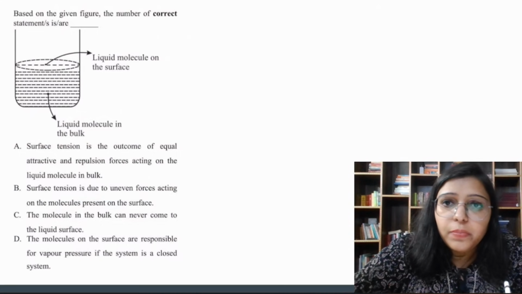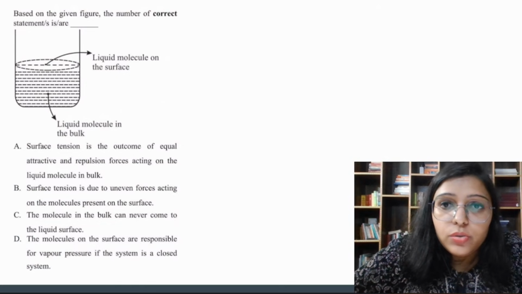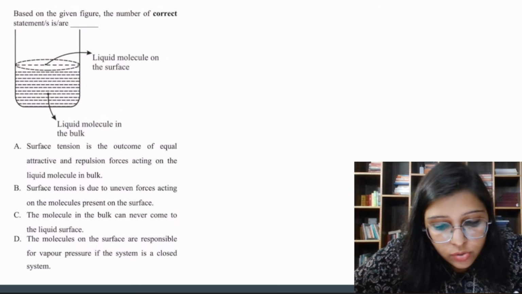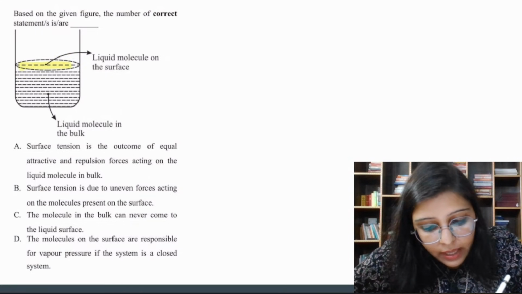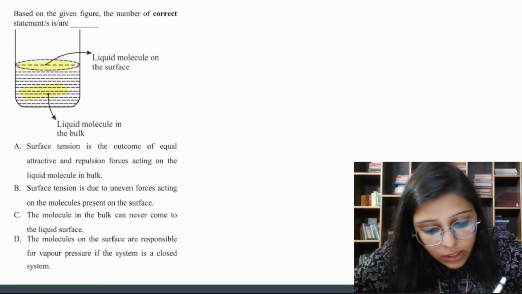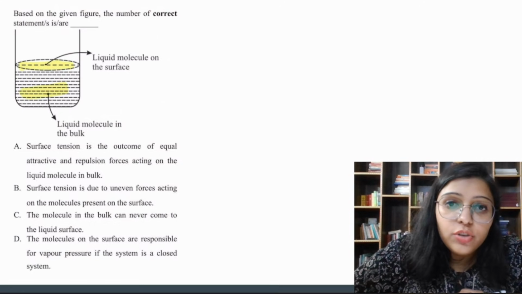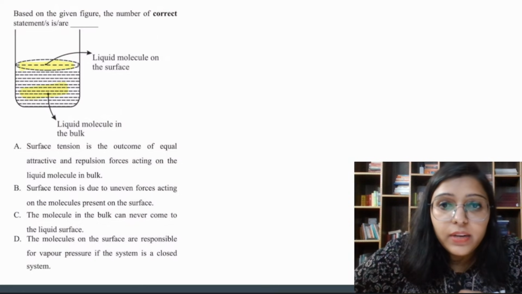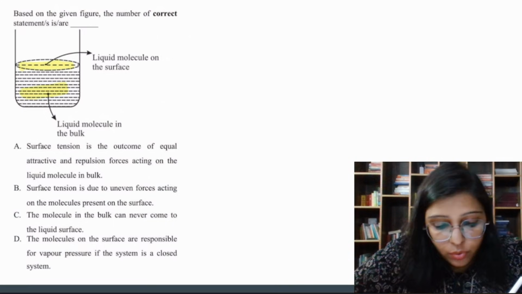The question says, based on the given figure, the number of correct statements is R. We have some liquid molecules on the surface, and then we have some liquid molecules in the bulk. The question says, surface tension is the outcome of equal attractive and repulsive forces acting on the liquid molecule in bulk. Outcome of equal attractive? No.